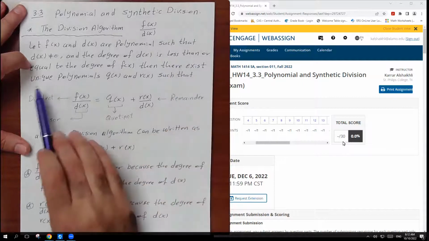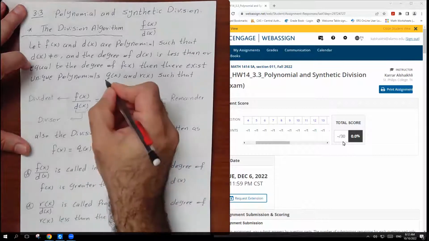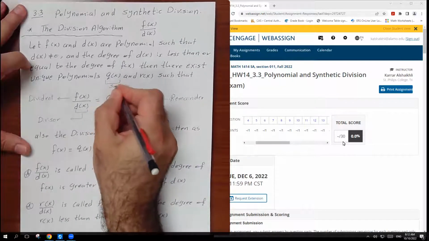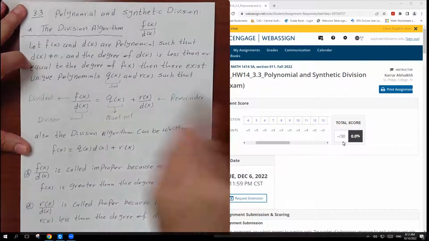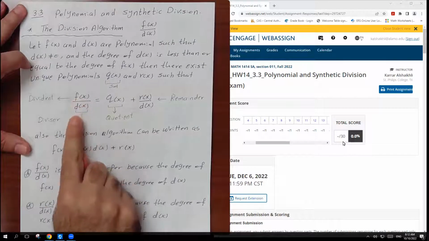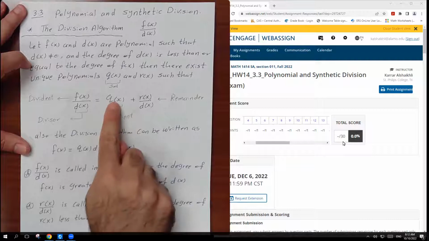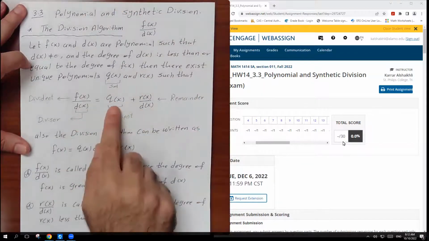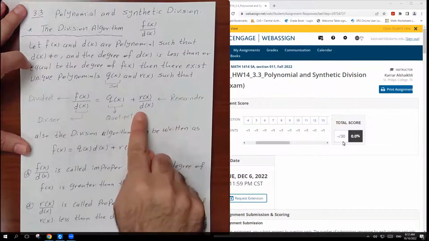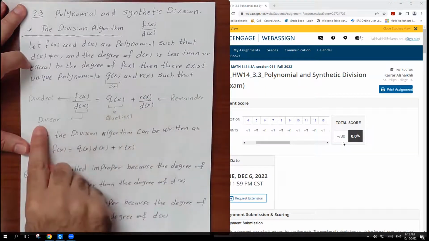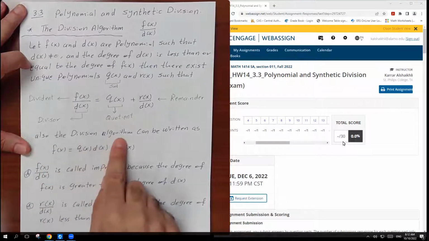Then there exists a unique polynomial q of x, which is the solution of the division algorithm, and r of x is the remainder, such that f of x divided by d of x equals q of x, which is called the quotient, plus r of x, the remainder, over d of x, which is the divisor. This is called the division algorithm, or the long division.